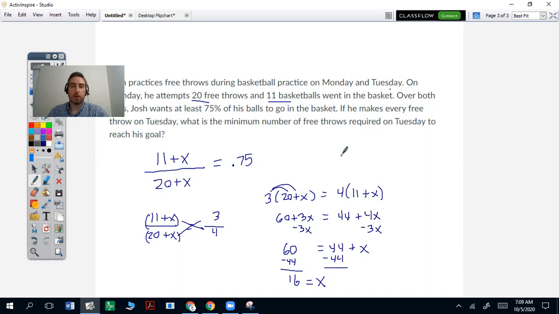So 16 represents how many times on Tuesday Josh would have to keep shooting free throws in a row in order to get that up to 75%. So 16 consecutive free throws on Tuesday.